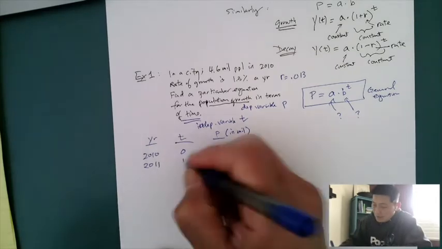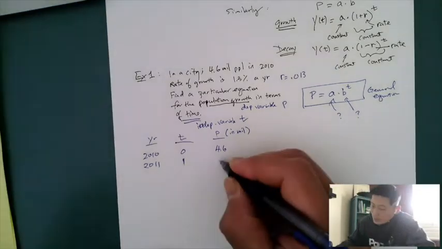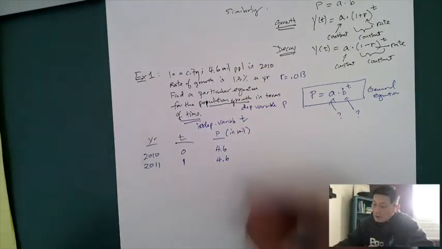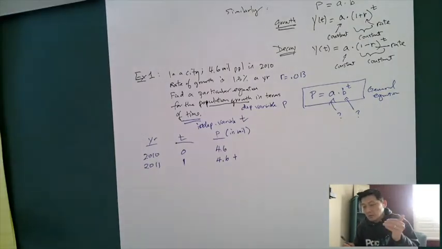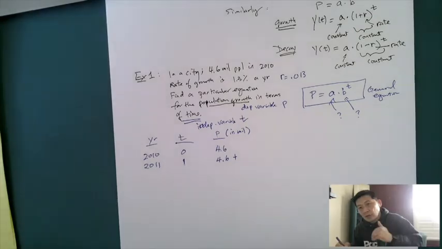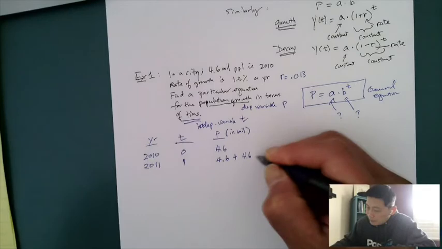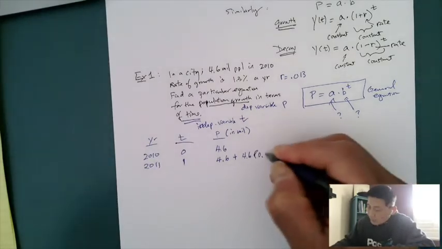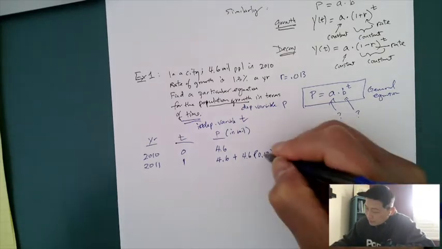2011 is year 1, t equal to 1. So what's the population? Well, population grows by 1.3% a year. So you take the original population and you want to add the growth, and the growth is 1.3% on the 4.6 million people. So it's 4.6 million times 0.013. Oh no, I'm sorry, 0.013.